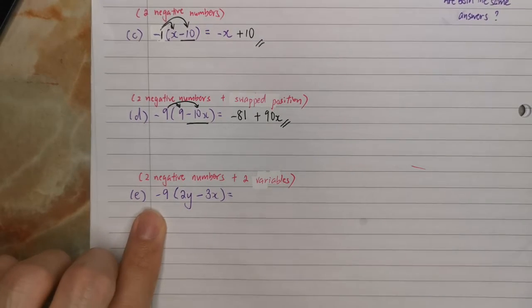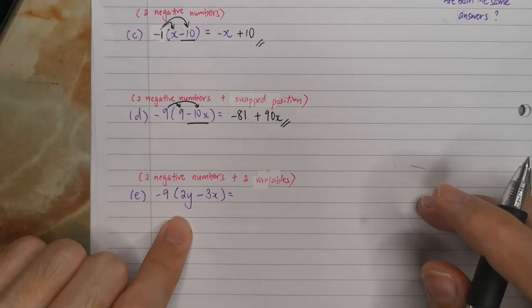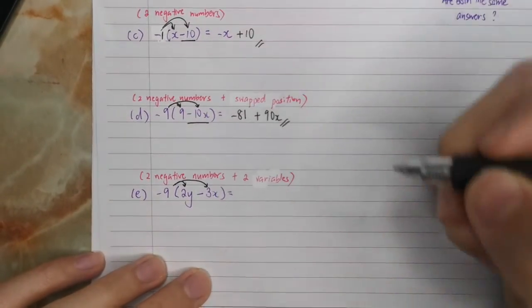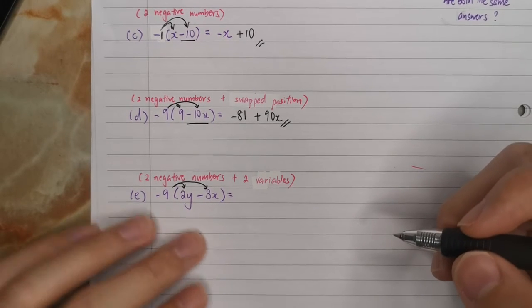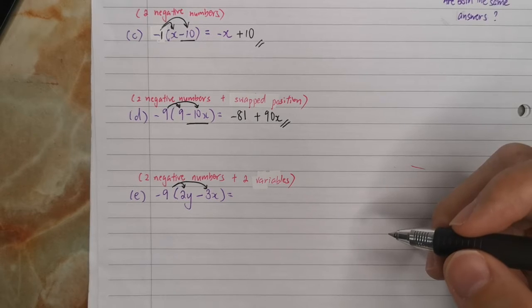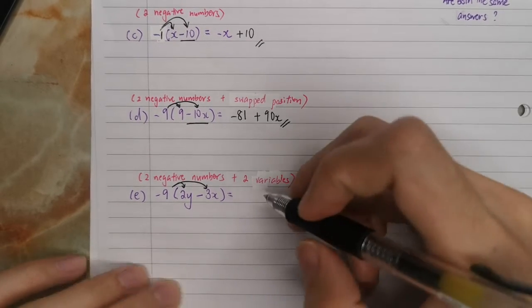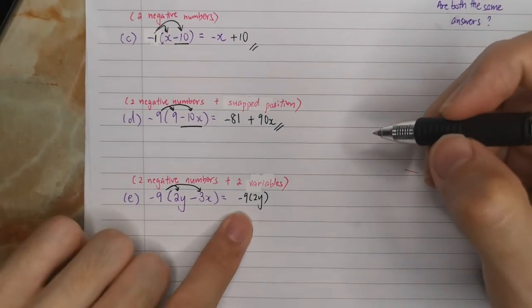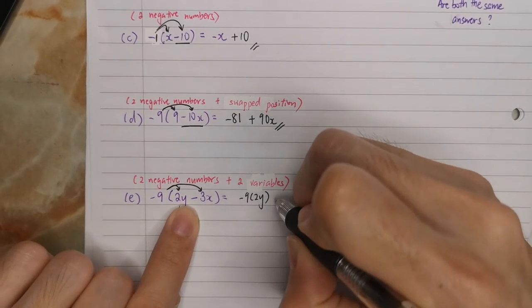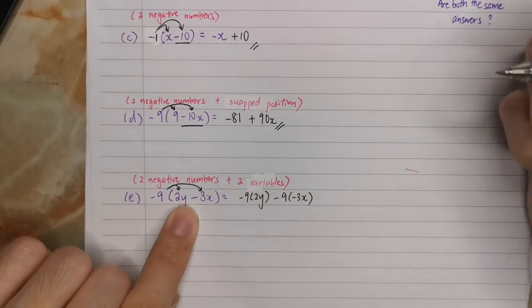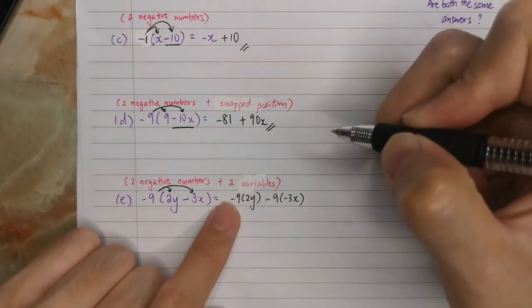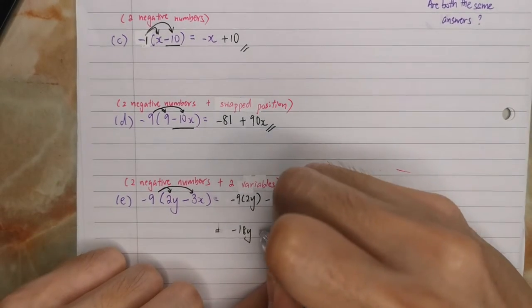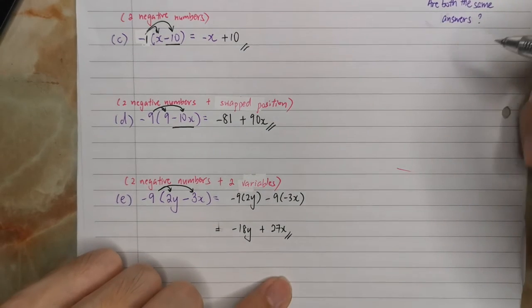Now let's look at the next one, part E. For part E, you have two variables now. Let me make this working longer to show you what expansion means. First thing, same as usual. Even though there are two variables, we still use the same method. You draw the rainbow to remind yourself that you need to multiply every single term in the bracket. So negative 9 times 2y, and negative 9 times negative 3x. Now we can multiply the terms out. Negative 9 times 2y will be negative 18y. Negative 9 times negative 3x will be positive 27x. So this will be an expanded linear expression.